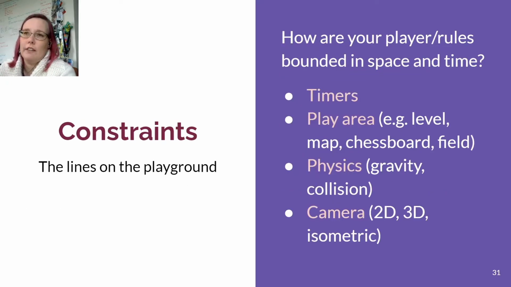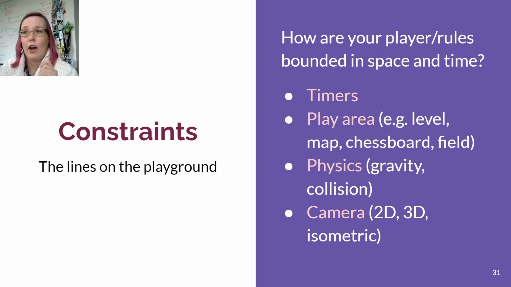So, constraints. These are your lines on the playground. If you think back to that magic circle example, where all games are essentially a boundary within which you agree to follow the rules, this is the lines on the playground. How are your player and your rules bounded in space and time? Though these are not necessarily rules or game mechanics in and of themselves, you do have to define your constraints, both for your design and for the player. That's helpful for formulating the rest of your rules.